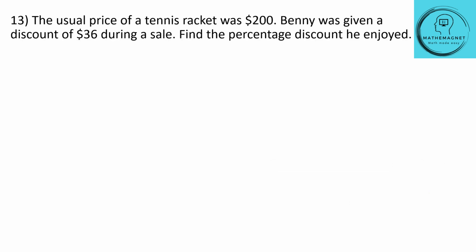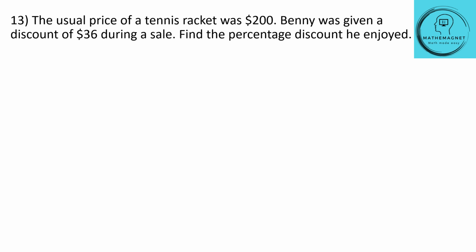Question number 13. The usual price of a tennis racket was $200. Benny was given a discount of $36 during a sale. Find the percentage discount he enjoyed. So a $200 racket, Benny got it reduced by $36. So the discount was $36, not the discounted price. Keep that in mind. Benny was given a discount of $36. So he has paid 200 minus $36 for the tennis racket.